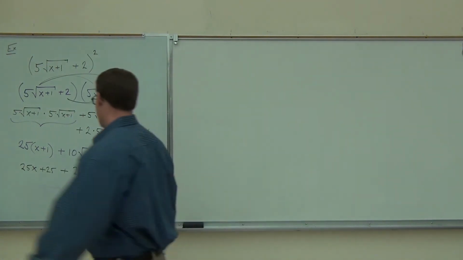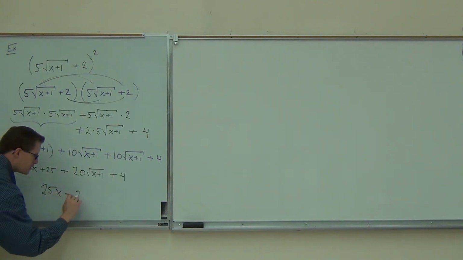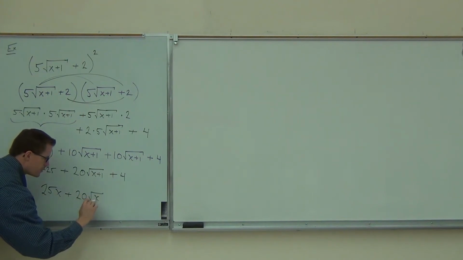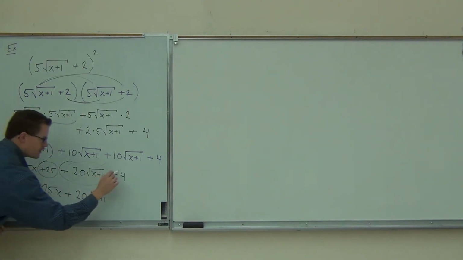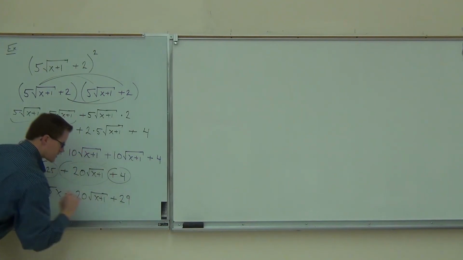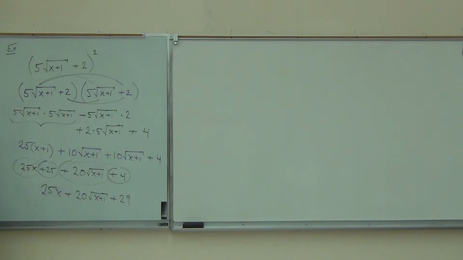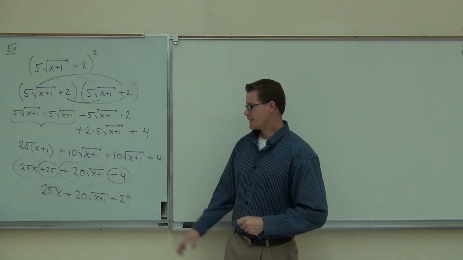So what I'm going to do here, I'm going to write 25x. That's here. There's no like terms with 25x. I do have a plus 20 square root of x plus 1. That's this thing. Got that. But lastly, I have 25, 4, that'll give me plus 29 at the back end of my expression. Do you think I can combine anything else besides those things? No. Then you're done.